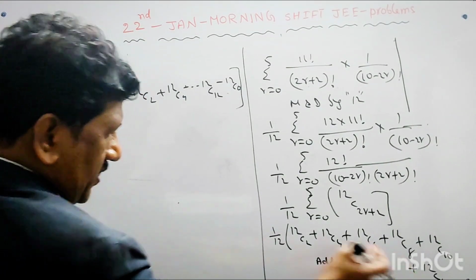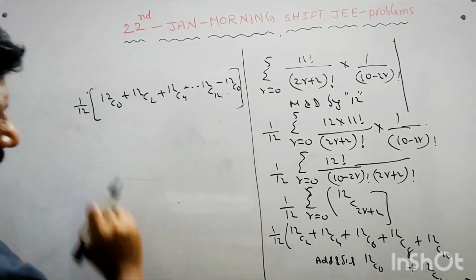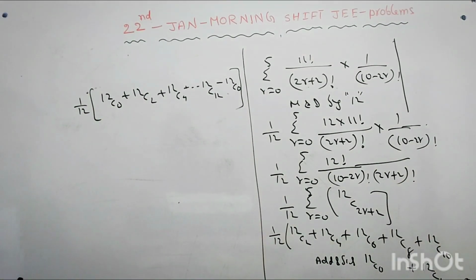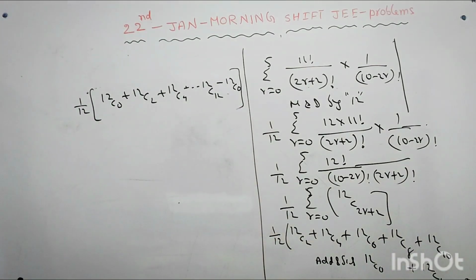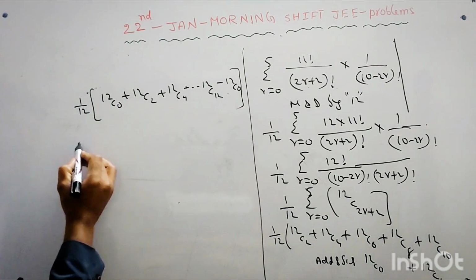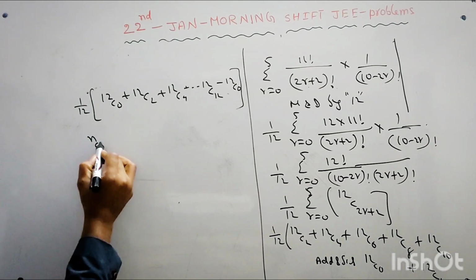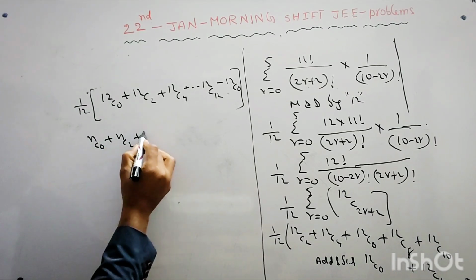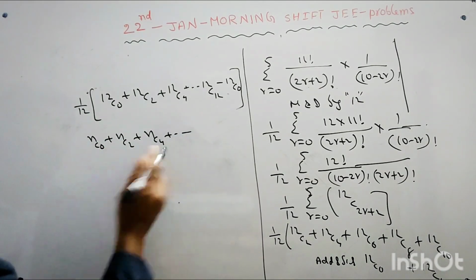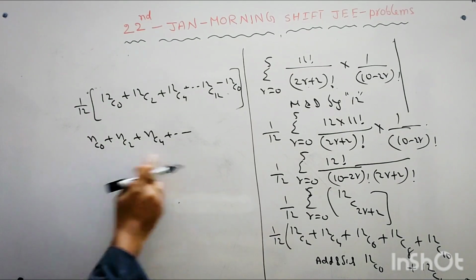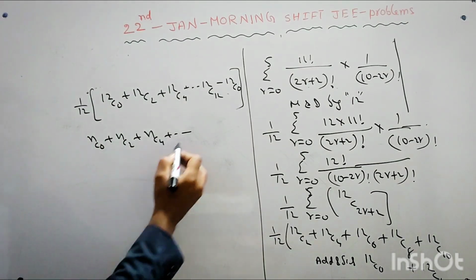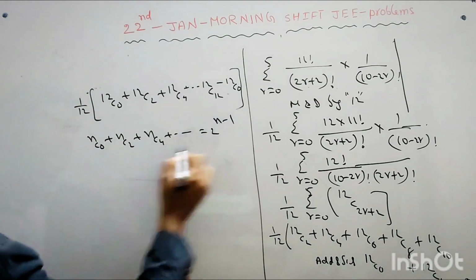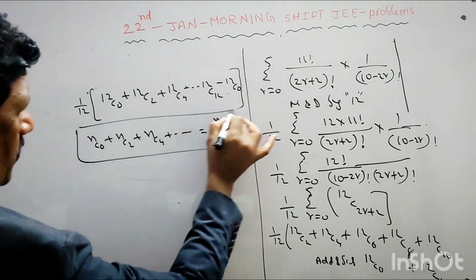Then continue this step here like this, as I've written here. See this one, 12C0 addition, 12C0 subtraction. Then we have one formula. Which formula? nC0 plus nC2 plus nC4, the sum of even terms, sum of even coefficients, sum of even binomial coefficients. What is the formula, students? 2 to the power of n minus 1 is the formula.